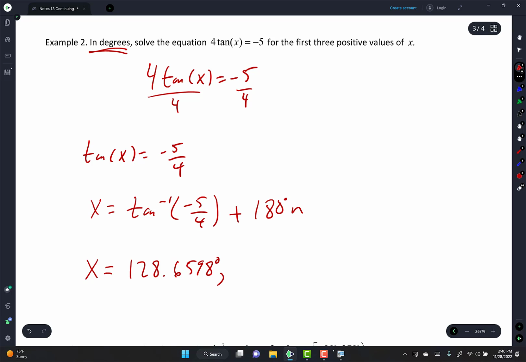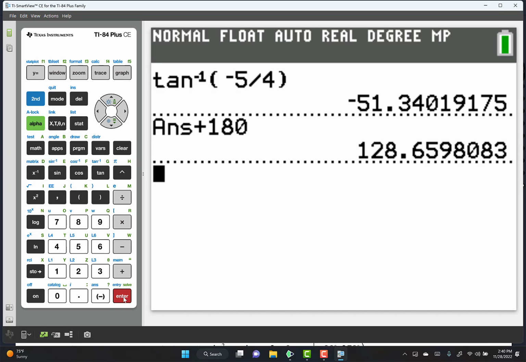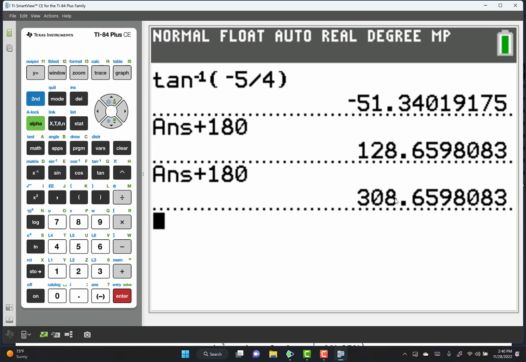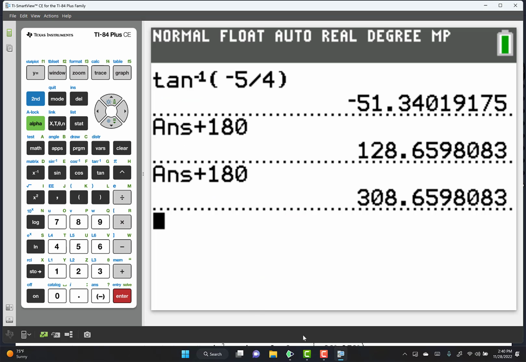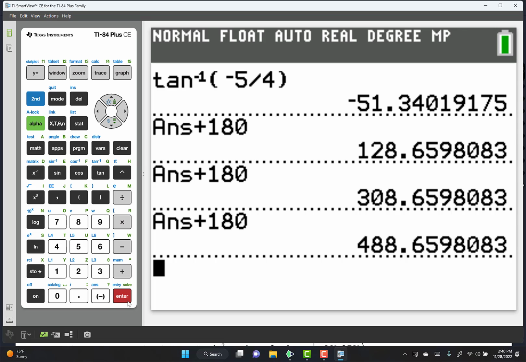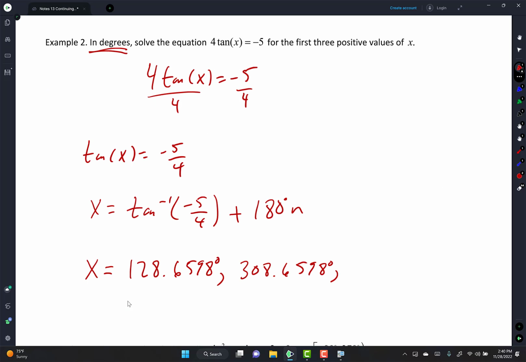What's another? Push enter on this. And look, it gives you the next one. 308.6598. Push enter one more time. And it'll give you my third one. 488.6598. How do you feel? Did anyone do it graphically?